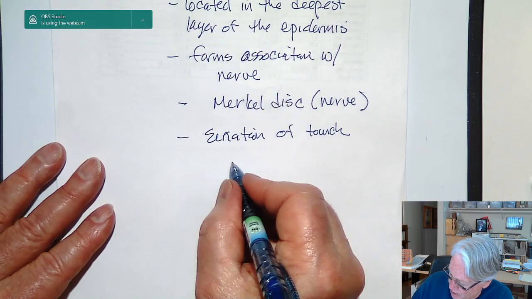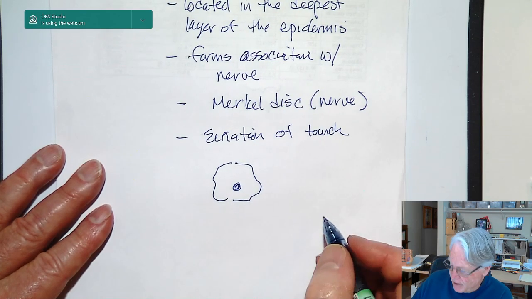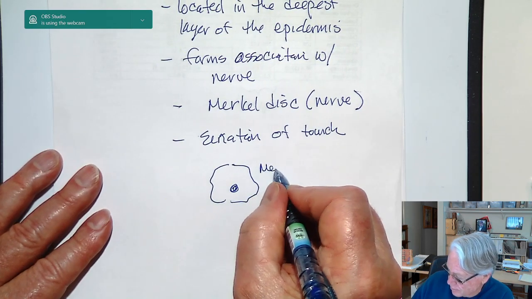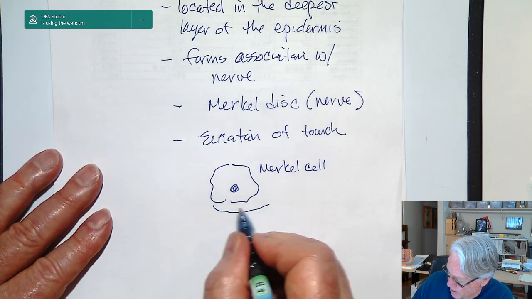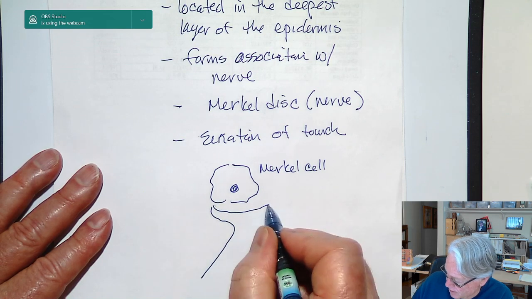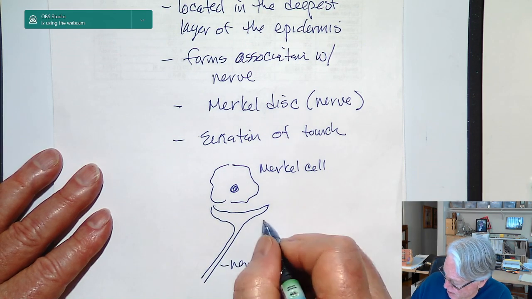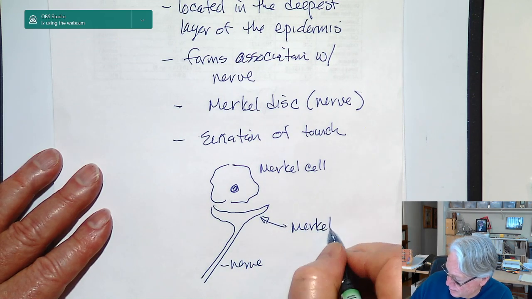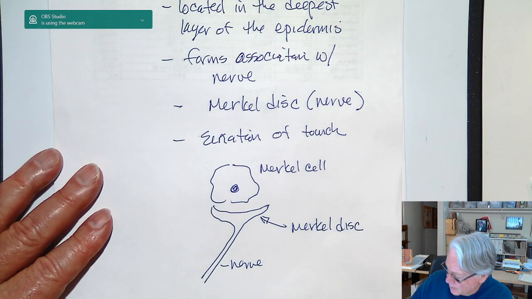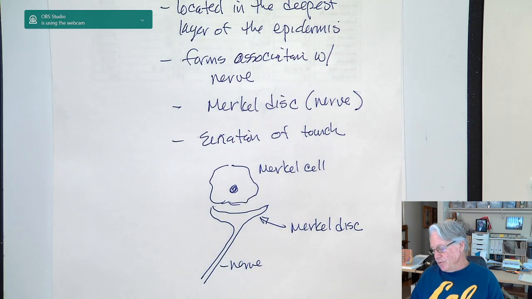So basically what you have is a cell, and that is my Merkel cell. And then you have a nerve that has this disc-like structure. And that right there is the Merkel disc. And it's this interaction between these two things that gives you the sensation of touch. Okay.